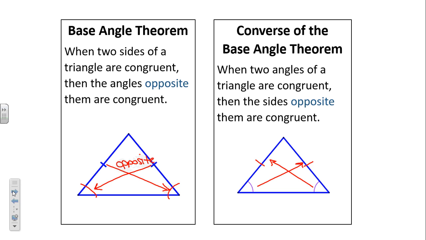Okay? These are my angles that are congruent. That means the sides that are opposite them have to be congruent. So that's the converse of the base angle theorem. One says when two sides are congruent, the angles opposite them are congruent. The converse says when two angles are congruent, the sides opposite them have to be congruent. Converse means we switch them. Questions on this? All right, we're keeping moving.